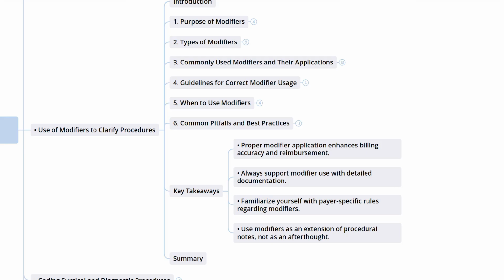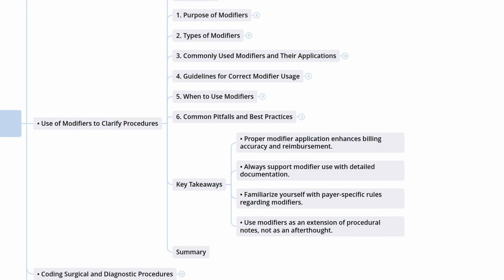Key takeaways. Proper modifier application enhances billing accuracy and reimbursement. Always support modifier use with detailed documentation. Familiarize yourself with payer specific rules regarding modifiers. Use modifiers as an extension of procedural notes, not as an afterthought.